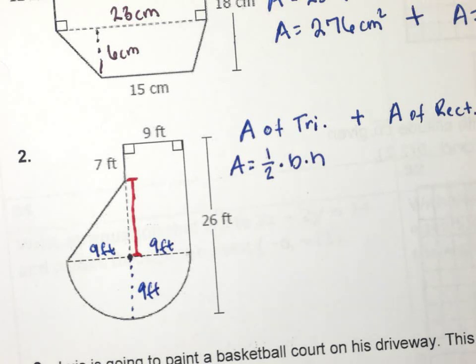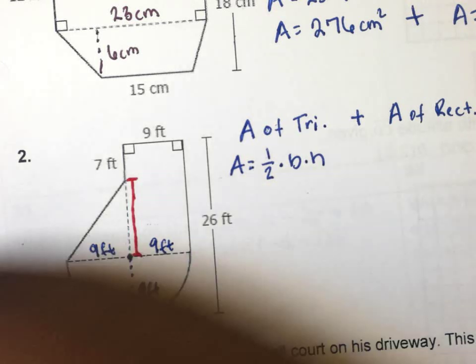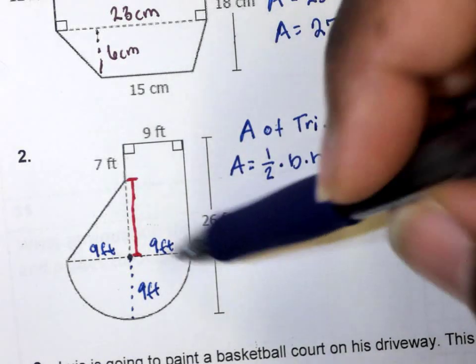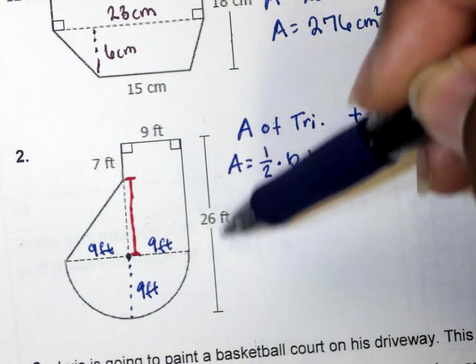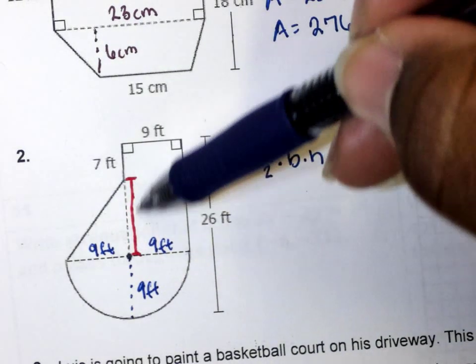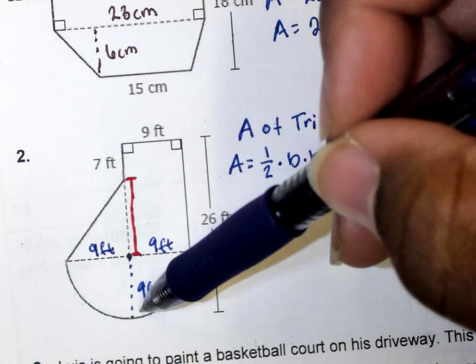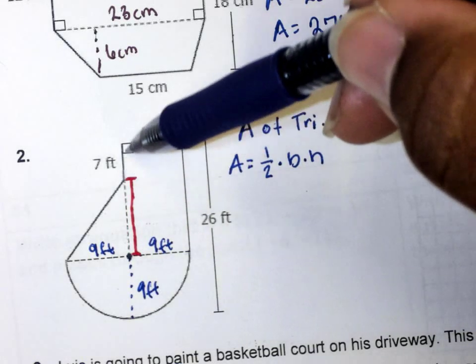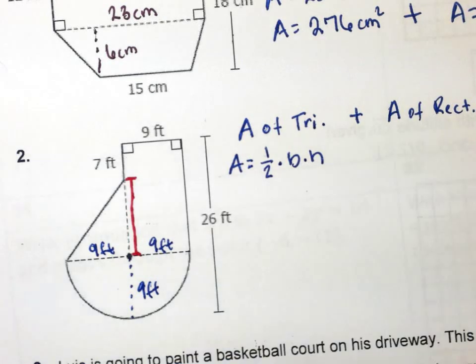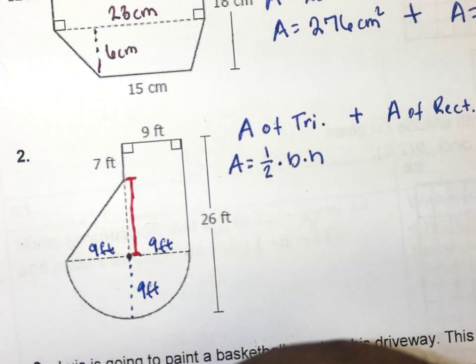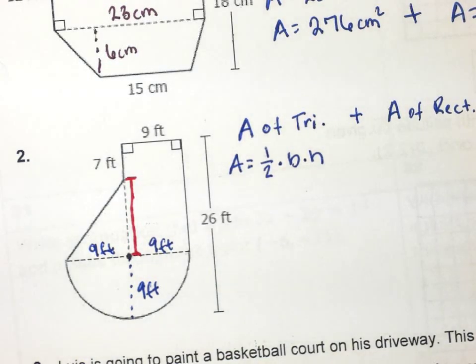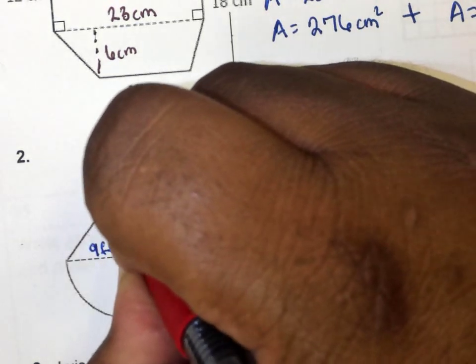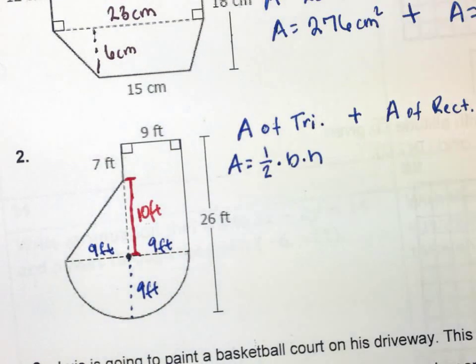Thank you. So now that we got that, for those who don't understand what we're doing, the whole figure is 26 feet. If I want to know this height right here, I take this 9 out for this radius, and I take the 7 out for this piece up here. So 26 minus 9 minus 7 gives me 10 feet. 10 feet does look close to 9, but it ain't 9.